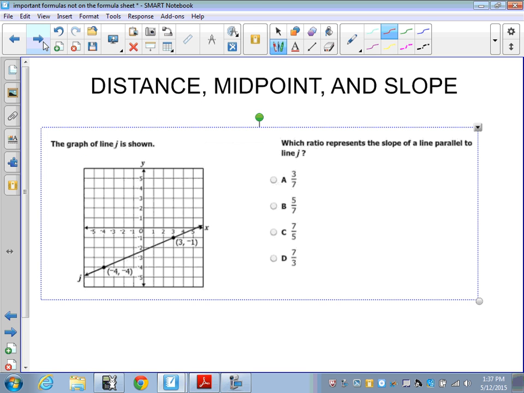So now we're on to the 2015 released SOL with this one. Which ratio represents the slope of a line parallel? So again, parallel lines have the same slope, y2 minus y1 over x2 minus x1. We're going to use these 2 points, so that could be x1, y1, and this could be x2, y2. So we just plug it into the formula, and we have it.